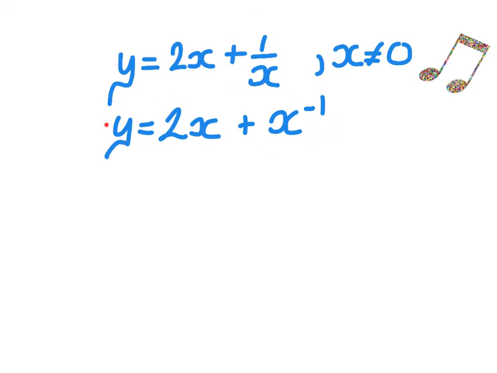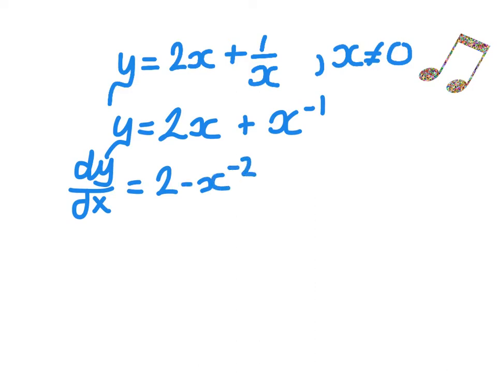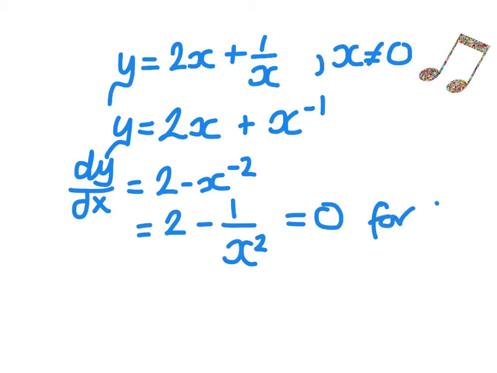We've got our function in a form that we can differentiate. So I'm just going to go right ahead and differentiate. dy by dx is equal to 2 minus x to the minus 2. I'm going to tidy that up. So it's the same as 2 minus 1 over x squared. It's stationary points we're looking for, which means our gradient is going to be 0. So I can make this equal to 0.